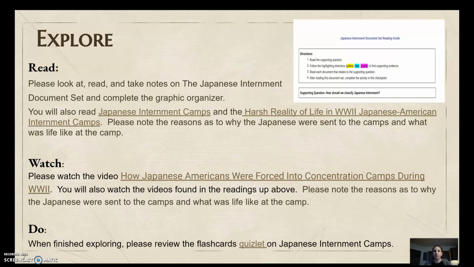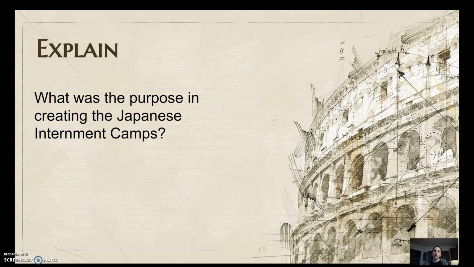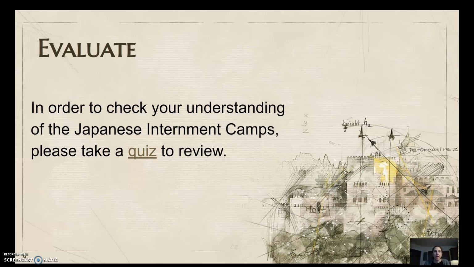You'll also read about Japanese internment camps and the harsh reality of life in World War II Japanese American internment camps. Note the reasons why the Japanese were sent to the camps and what life was like at the camp. There's also a video called How Japanese Americans Were Forced into Concentration Camps During World War II. It's a short video, and it really sums up a lot of what you need to know. There are also some videos from the History Channel throughout the readings above, so you can watch those as well. Then there's a very small Quizlet on Japanese internment camps down below. When you're done looking at the resources, tell me: what was the purpose in creating the Japanese internment camps? There's also a short quiz just to review what you learned.